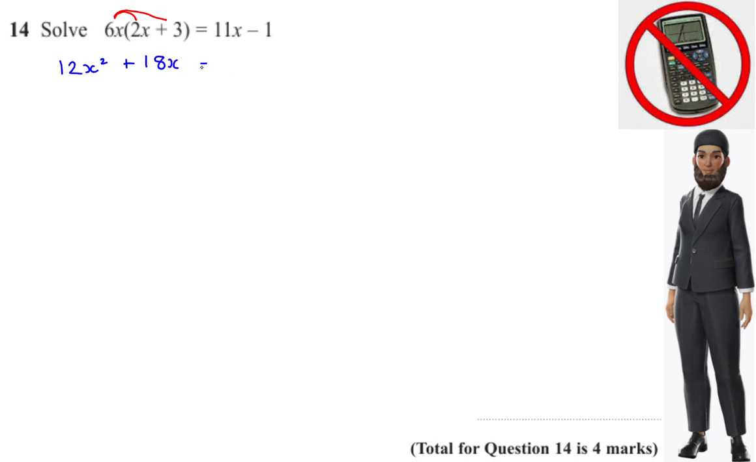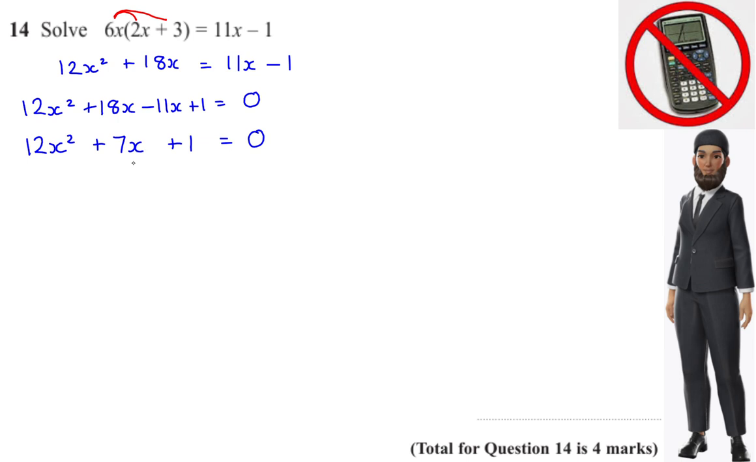That is equal to 11x take away 1. What we'll do, let's place them all onto the left hand side. So let's make that 12x squared plus 18x. The inverse of plus 11x is minus 11x, and the inverse of minus 1 is plus 1 on both sides, and so therefore there's nothing on the right hand side. And then let's tidy all of this up. Combine the like for like terms, you get 12x squared, 18x minus 11x, which will give us plus 7x plus 1 is equal to 0.